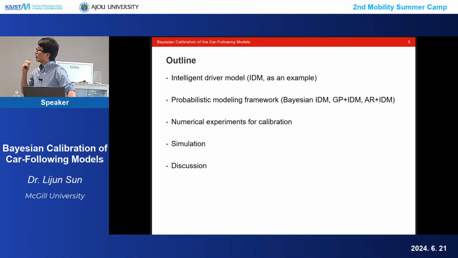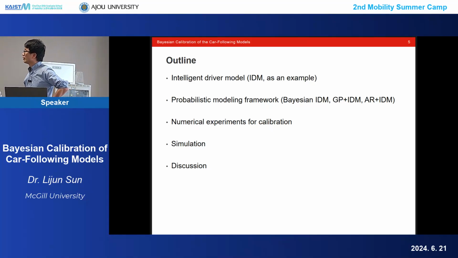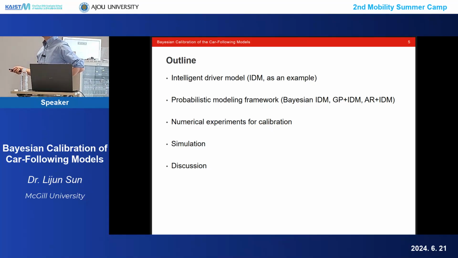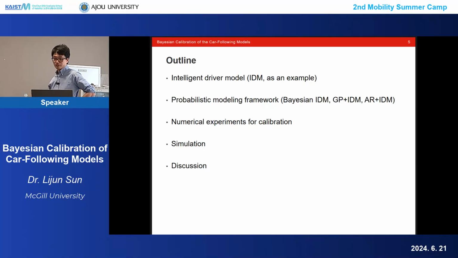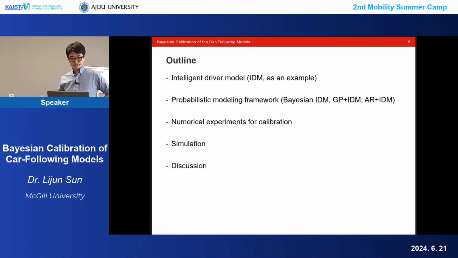In terms of outline, I will introduce the backbone model we are going to use, which is the intelligent driver model, IDM, as an example. Then we will introduce two solutions to solve these two problems in terms of calibration and simulation. Then I will introduce some numerical experiments for calibration and simulation, and then get into the conclusion part. So let's start with the IDM model.